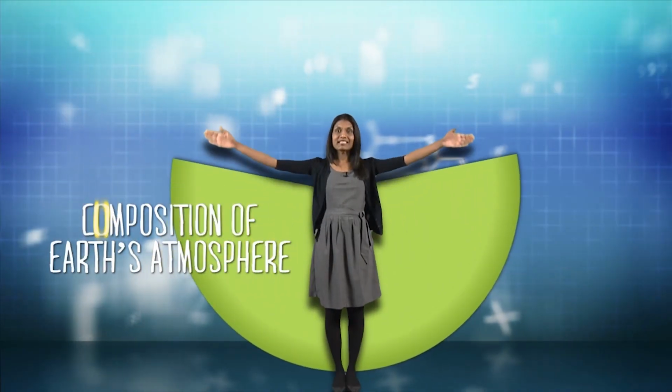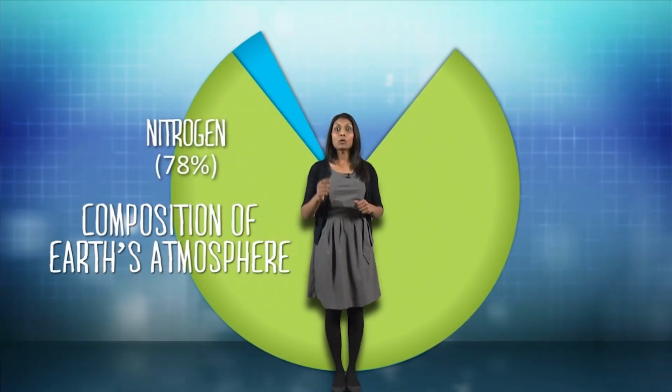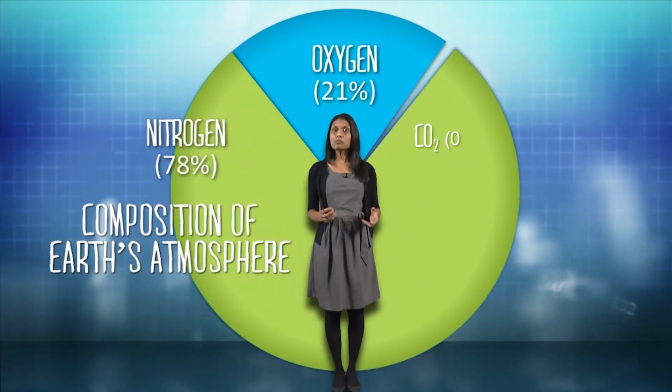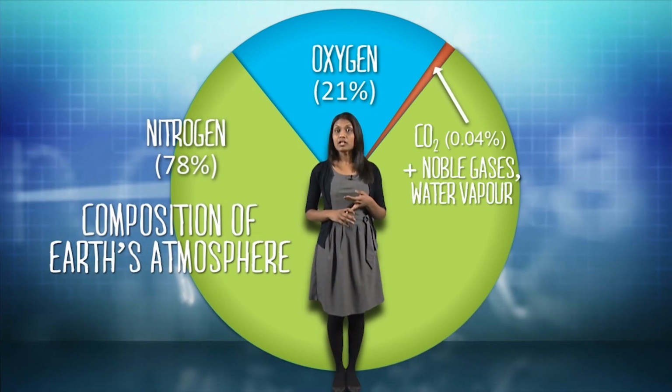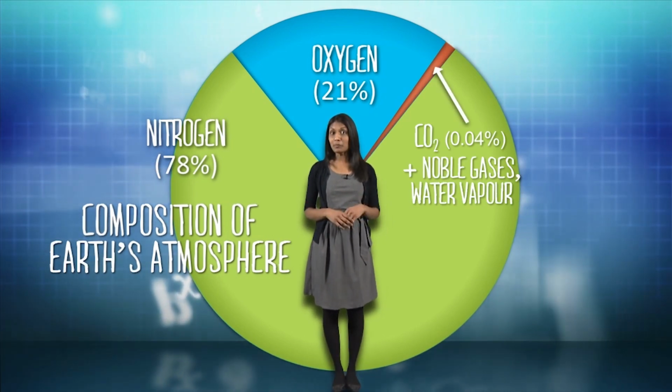For the last 200 million years, the proportions of different gases in our atmosphere have been much the same as today: 78% nitrogen, 21% oxygen, and small amounts of carbon dioxide, noble gases and water vapour.